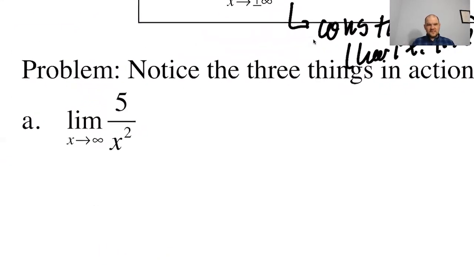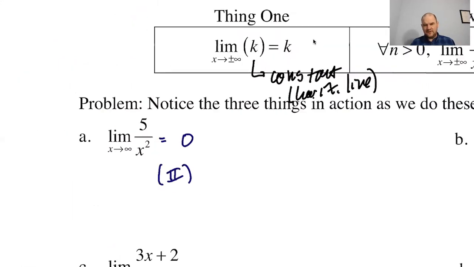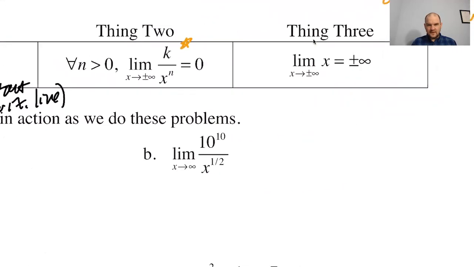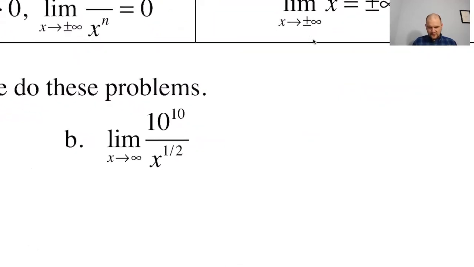All right, let's do some problems, and you'll see all of this in action. So here, this is straight up thing number 2. I like to highlight things with that color, but I don't like to generally work in that color. So this will be 0 because of thing 2. You don't really have to say why, but it's thing number 2. Here, this is also 0. 10 to the 10th is big, but it pales in comparison to the square root of infinity. So this is also 0, also by thing 2.